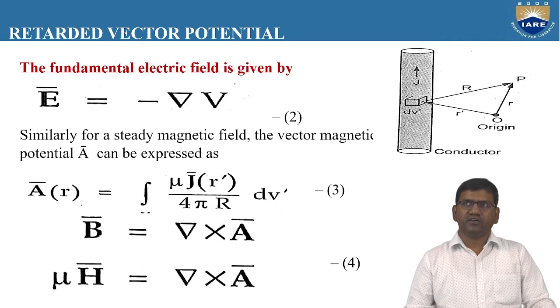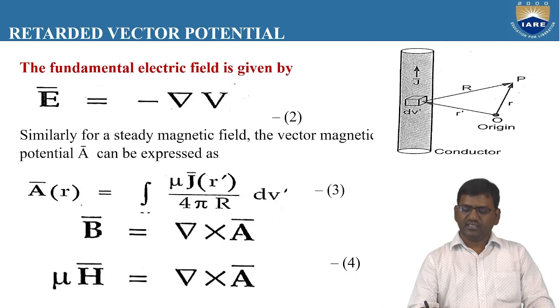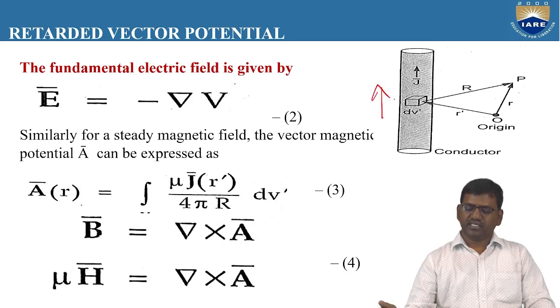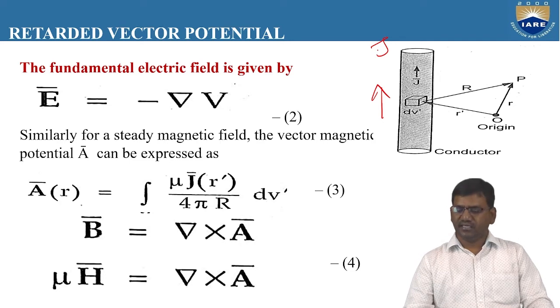And we know from electromagnetic theory that the electric field is given by minus del V, the gradient of V. Whenever a current is flowing across a conductor, there will be some current density throughout the conductor. Whenever some current is applied through a conductor, there will be some current density, which is indicated as J.